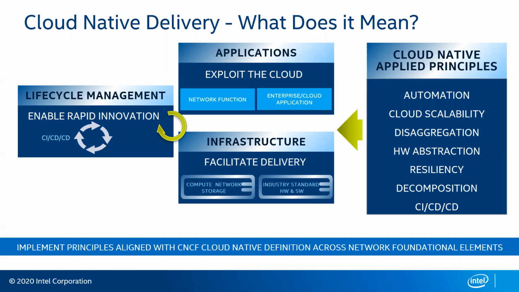Resilience is about predictability leading to desired service quality levels. Decomposition is mainly about the application being designed to use containers and microservices as a delivery mechanism. And at the bottom here, continuous integration, continuous and agile delivery, and continuous deployment. So we'll see those principles implemented across our building blocks.